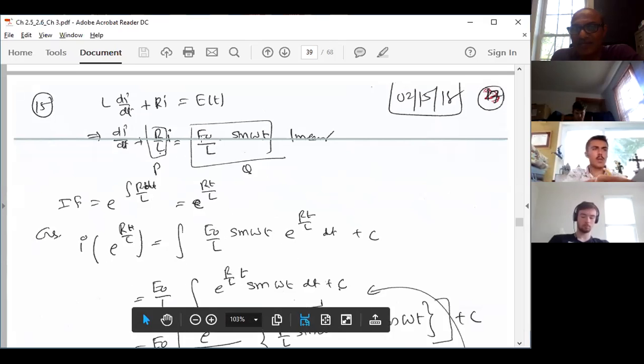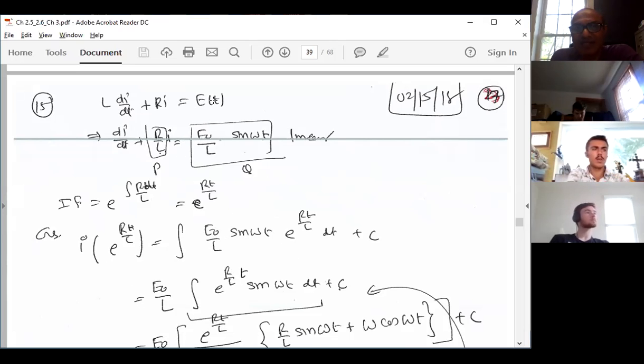This is E, this is E0. So di/dt is equal to, if you divide by L, E/L sine omega t. E equal to E0 sine omega t is given to you. E0 is constant. This is a function of the independent variable, so this is a linear differential equation. The integrating factor is e to the power Rt/L. And the general solution, just by using the linear method, is this one: Q is this, integrating factor dt plus C. The question only is how to get this integral.